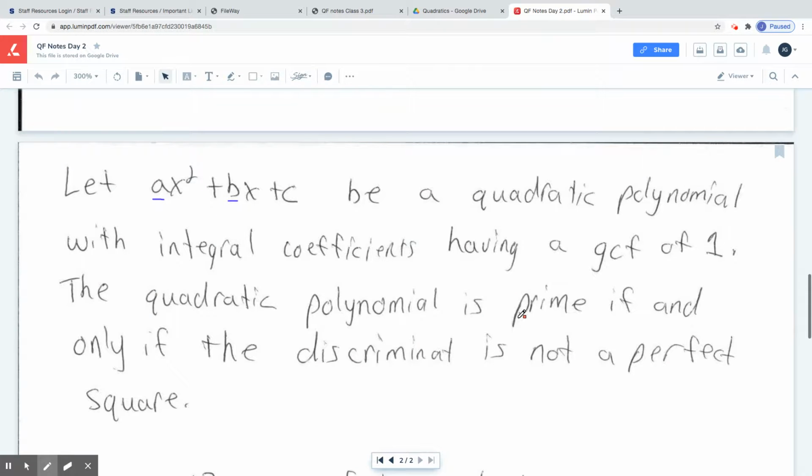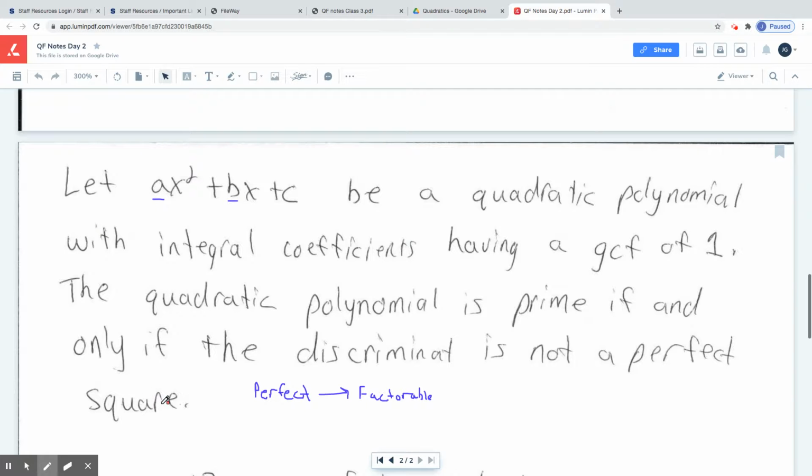Remember, prime means it cannot be factored if and only if the discriminant is not a perfect square. That means if the discriminant is a perfect square, the quadratic is factorable. All right. So if you get a perfect square as a discriminant, that means you should be able to factor it. If it's not a perfect square, that means it's prime.